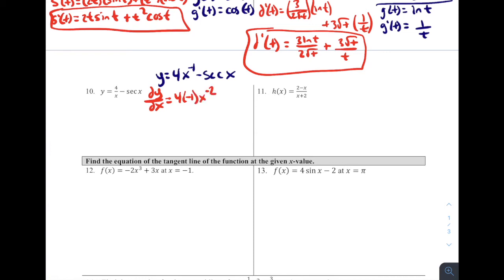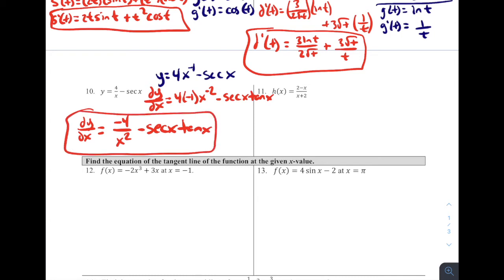And then secant was one of our derivatives that we learned in this chapter. The derivative of secant is going to be secant x tan x. So if I wanted to simplify and get my final answer for this one, that's going to be 4 times -1, which is -4. That x to the -2 is going to move down to the denominator to make that exponent positive. And then we've got a minus secant x tan x. That is our solution for problem number 10.